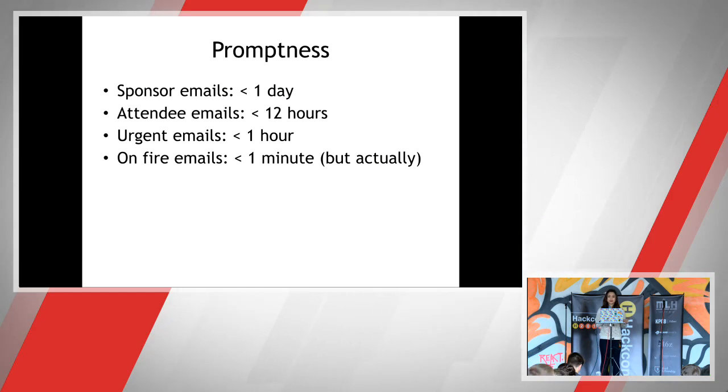With attendee emails, attendees can be pretty impatient, especially when dealing with travel reimbursement or day-of logistics. Definitely respond to them in less than 12 hours. Urgent emails, such as press emails or administration emails, should be responded to in less than 1 hour. And with on-fire situations, which definitely happened with HackMIT, we got our average response time down to under a minute. It became similar to a chat where everyone just responded. That is a really effective way to get things done very quickly.